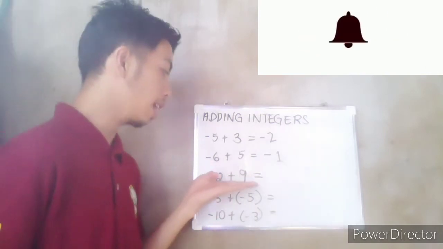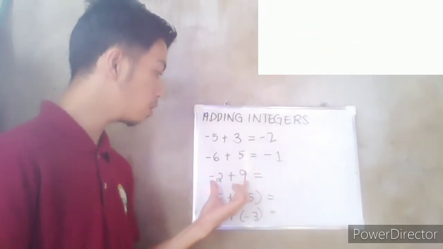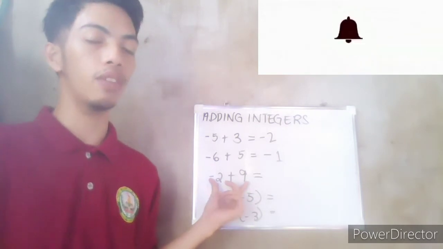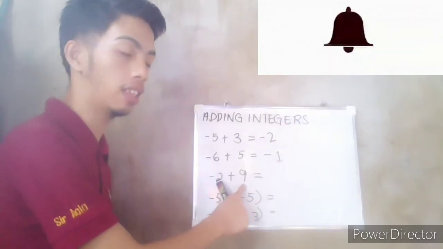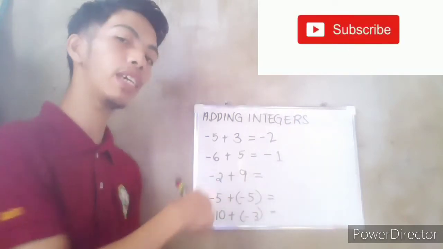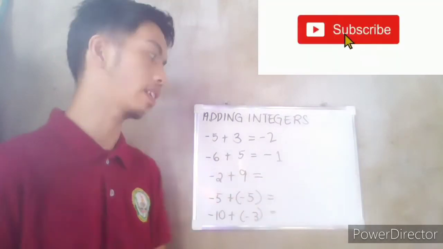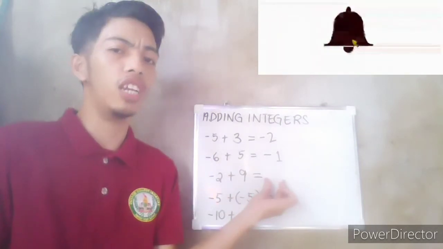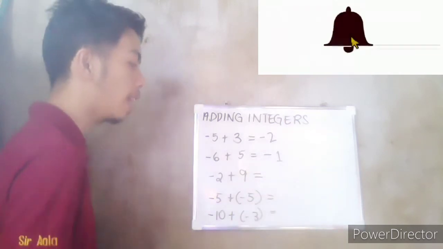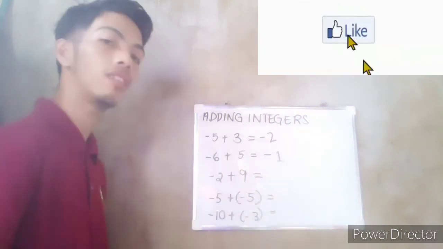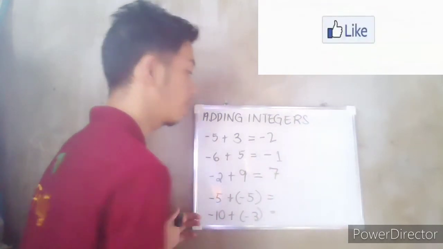Let us try number 3. So, which of these two integers have the bigger absolute value? That is 9. Okay? Dahil 9 ang bigger absolute value, ano ang sign ng 9? Okay? Positive. So, hindi na natin siya ilalagay kasi positive naman yung magiging sagot. And subtract. 9 minus 2, that is 7. So, that is positive 7.